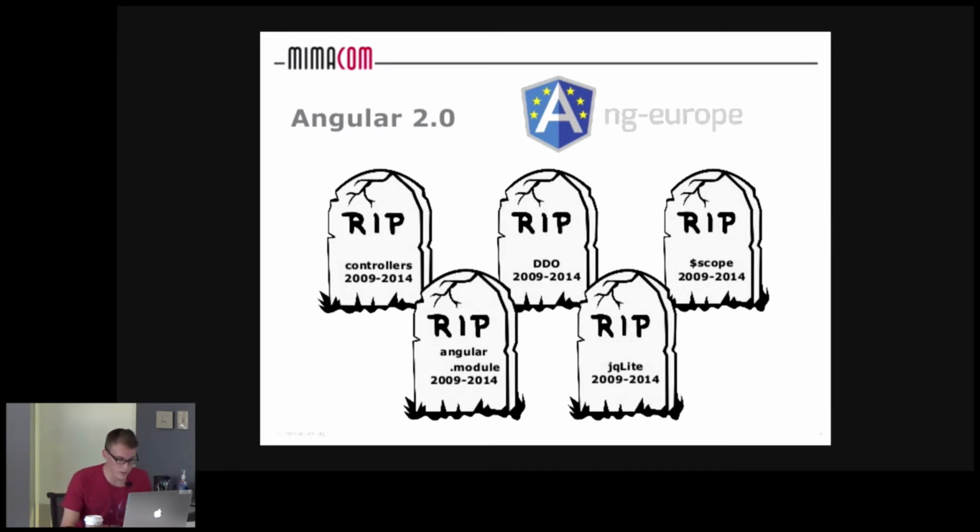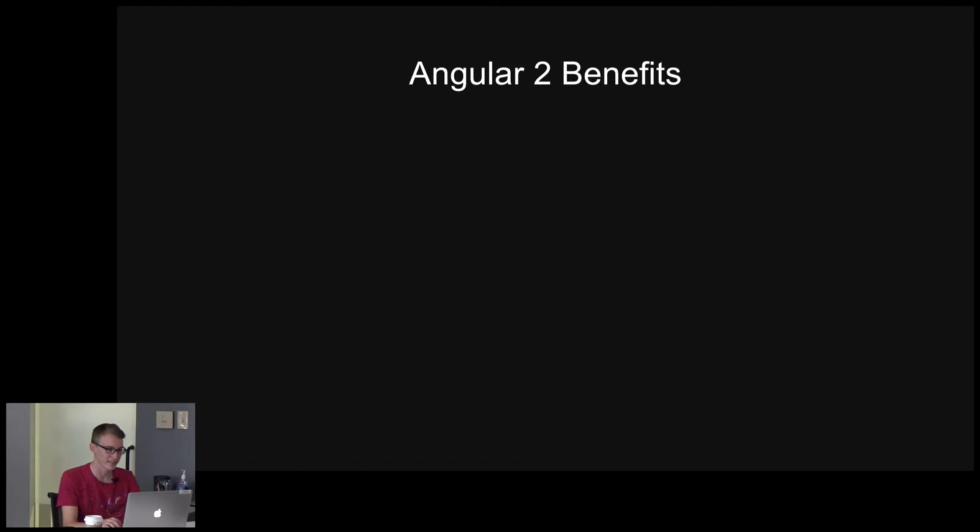So if you were an Angular 1 guy, these are some of the concepts that are kind of dead now. Controllers, scope, jQuery Lite, DDO, which is the directive definition object, is that right? Just the way you define directives, and angular.module, all gone, so RIP.